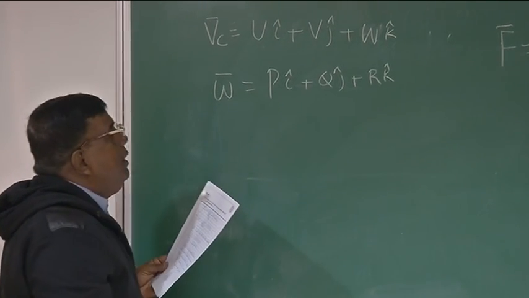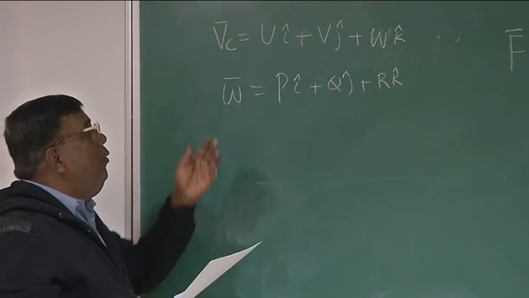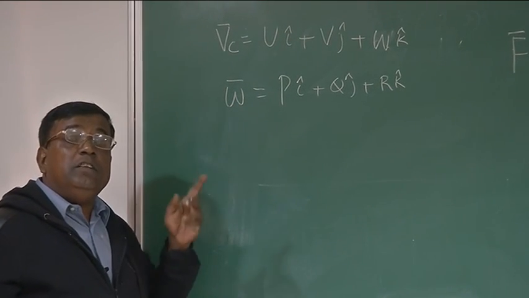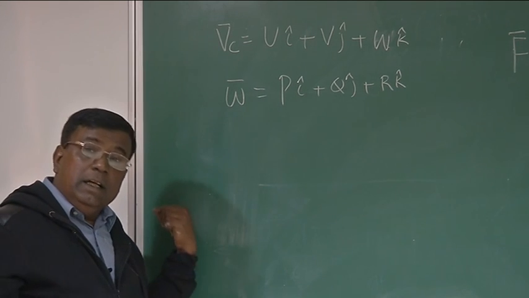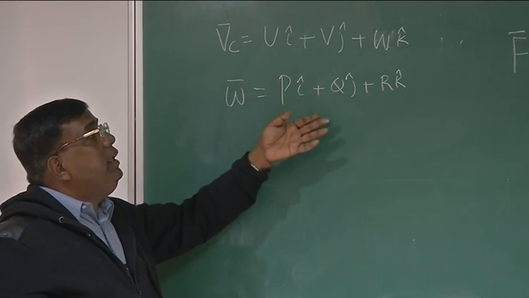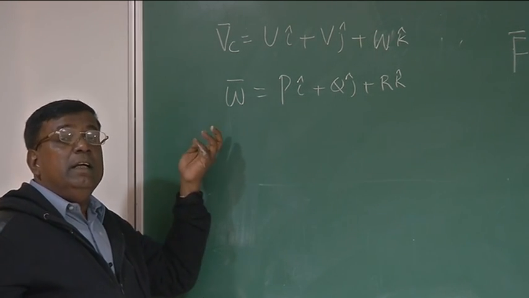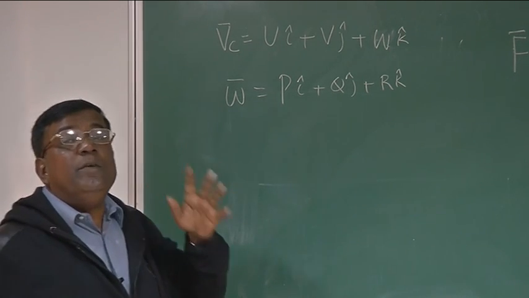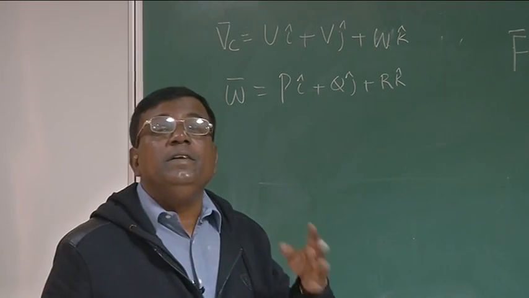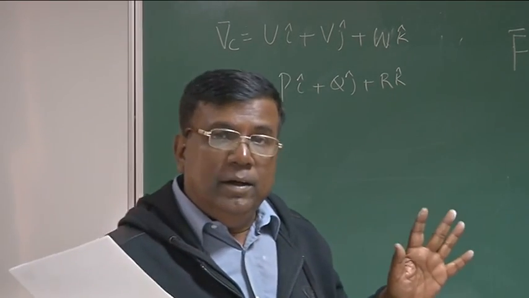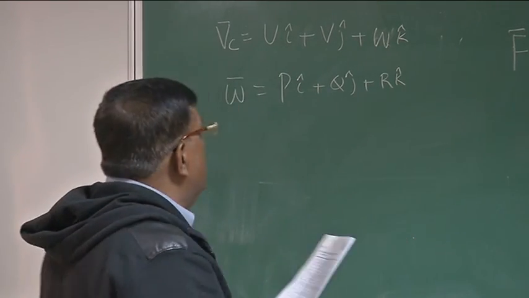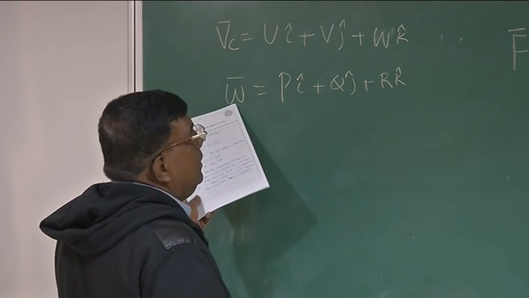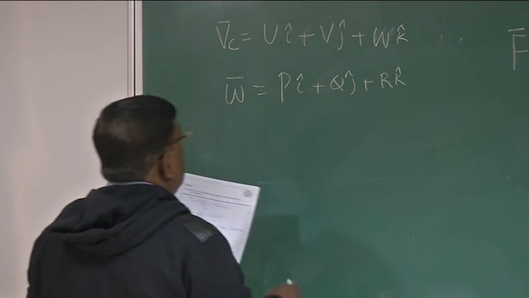What are P, Q, R? P, Q, R are the components of omega, and omega was measured with respect to which frame? Inertial frame. But P, Q, R are the components of that omega resolved into the local x, y, z body-fixed axis system, right? So now if I do this, what do I get?